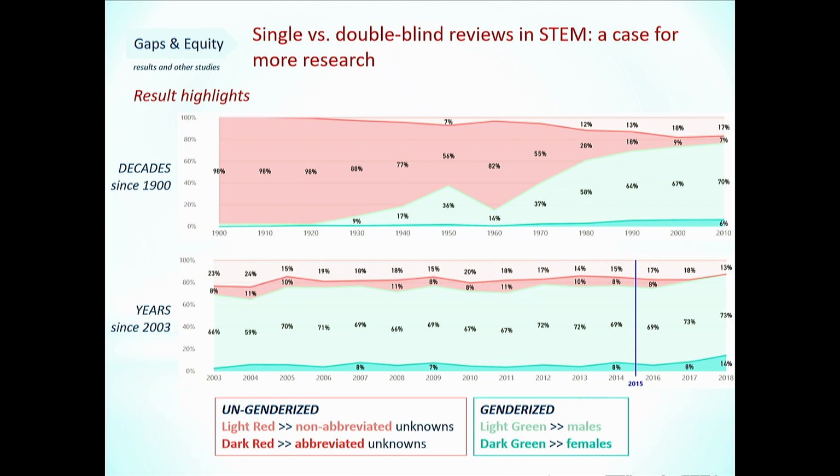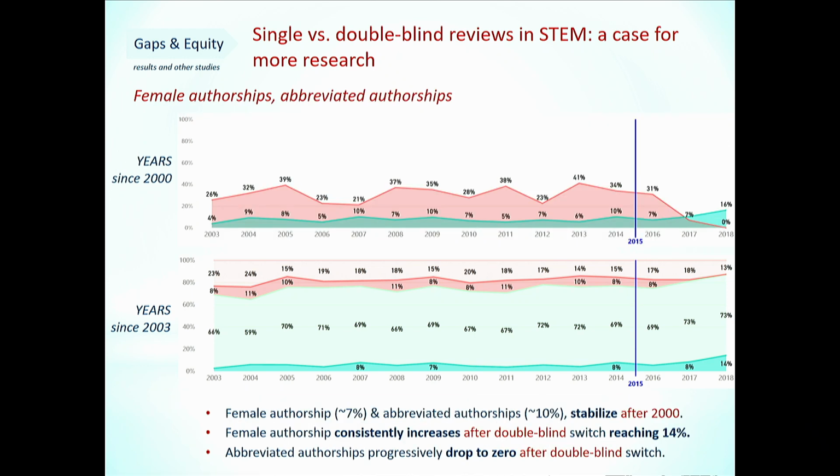Let me move to the next graph. The next slide has the same graph we had at the bottom, exactly where it was. It's the decade graph, so I'm now focusing on the decades, and it has a different graph at the top, where proportions are counted a little bit differently. But let's focus on the bottom graph first. What we can see there is that female authorship stabilizes after the year 2000 at about 7% on average, and abbreviated authorships are about 10%. This is in absolute terms over the total number of authorships.